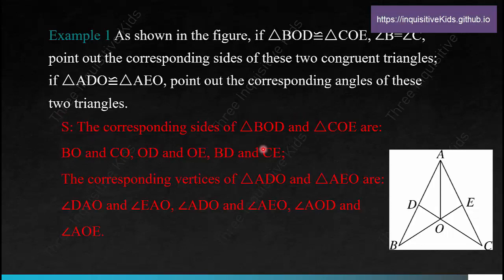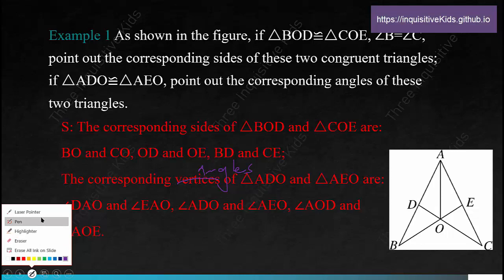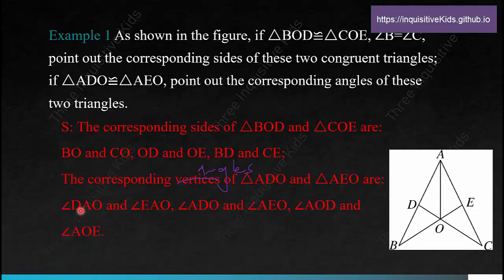The corresponding sides of triangle BOD and triangle COE are BO and CO, OD and OE, BD and CE. Easy enough. The corresponding angles of triangle ADO and triangle AEO are angle DAO and angle EAO, angle ADO and angle AEO, angle AOD and angle AOE. Those are the corresponding angles of triangle ADO and triangle AEO.